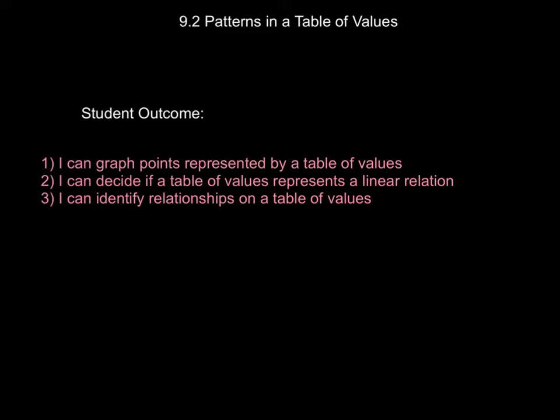So we're just going to continue on from where we left off last class, looking at more tables of values and graphs. Today we actually have three outcomes, which are all very similar, but I split them up into three for you guys. The first one is I can graph points represented by a table of values. The second is I can decide if a table of values represents a linear relation. And three, I can identify relationships on a table of values.